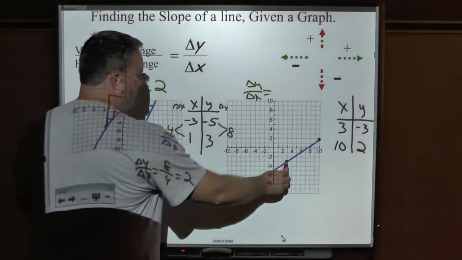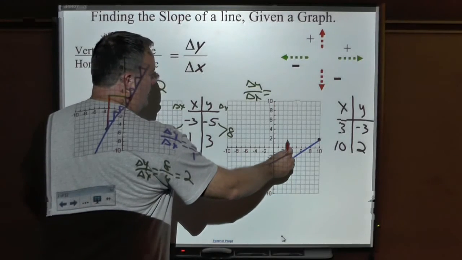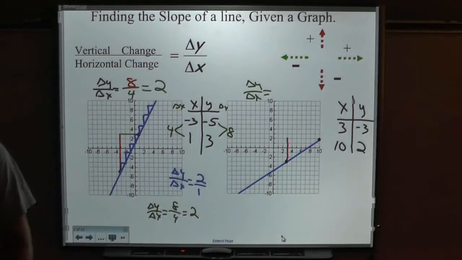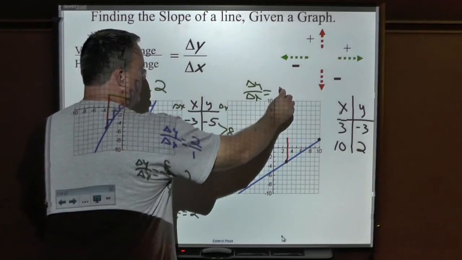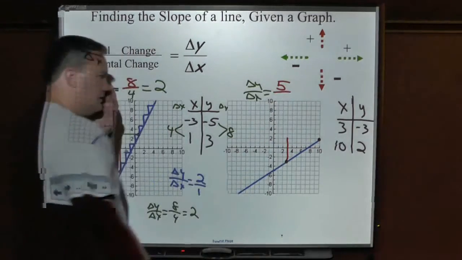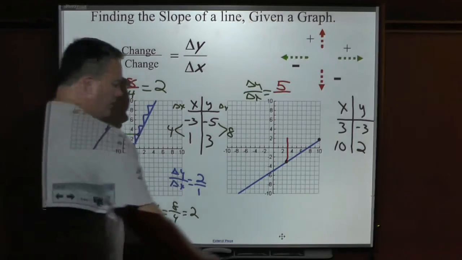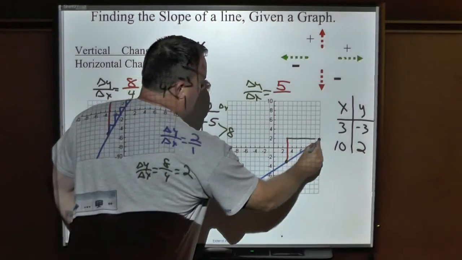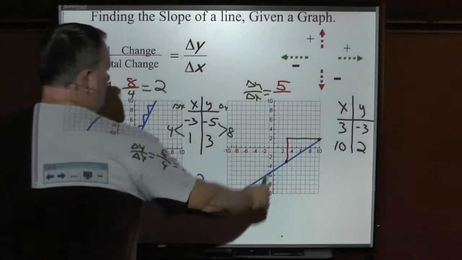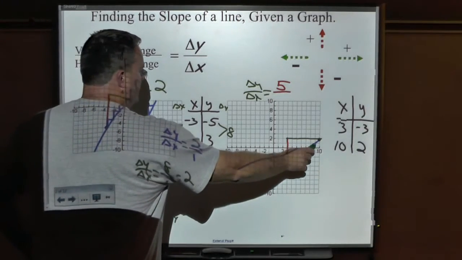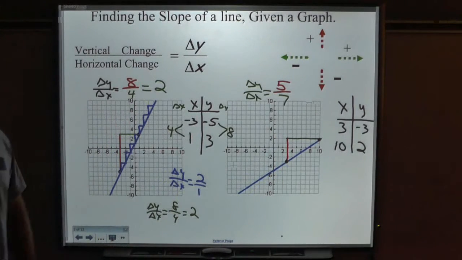So start at this point 3, negative 3. We want to figure out how many units up, in this case, we have to go to get even with that other point. So, count: 1, 2, 3, 4, 5. That's 5 units up, so that's a positive 5. So your vertical change is 5. Now we have to find how many units to the right, horizontally, we have to go to get back to that line. So that's your horizontal change. And when we count, 1, 2, 3, 4, 5, 6, 7. So that's a horizontal change of 7. So the slope of this line is 5 over 7.